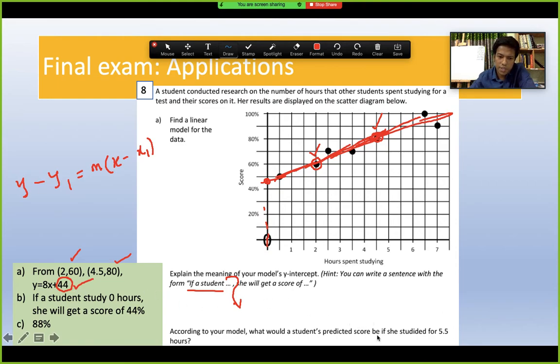Now the next question is, if someone studies for 5.5 hours, what will be her score? So that means x equals 5.5 hours. Now you put x equals 5.5 hours, then you will get the answer 88%. Put x equals 5.5 hours and do some very simple calculation, plus minus. Then 88% will come here.